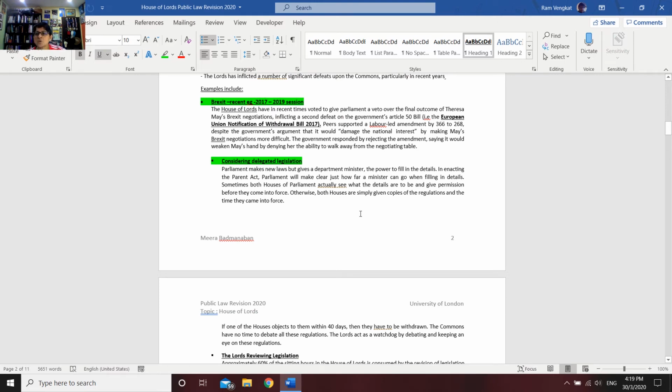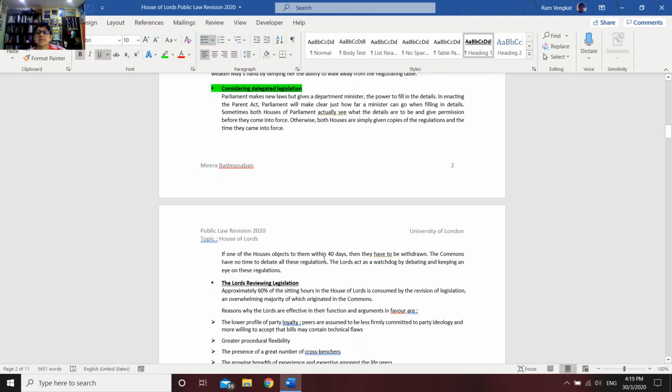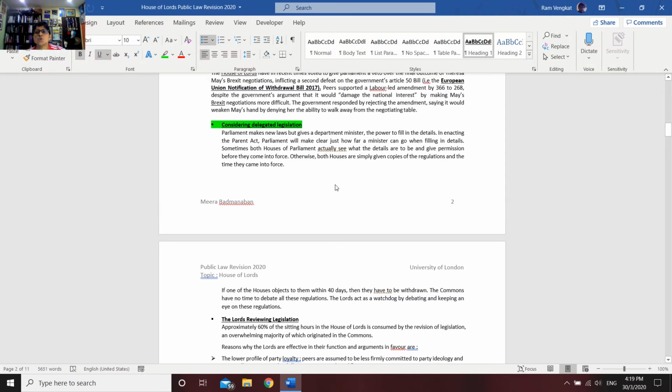Now, this is very important because the House of Commons does not have enough time to do this. So the House of Lords reviewing delegated legislation, if you look at the top of page 3, yes? Oh, I beg your pardon, bottom of page 2. So, on delegated legislation, Parliament makes new laws but gives the department minister the power to fill in the details. So, once that is done, then this becomes law. It needs to be checked, isn't it? Otherwise, executive will have too much power.